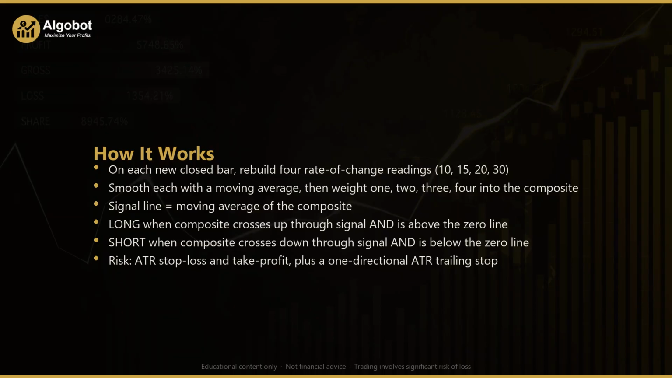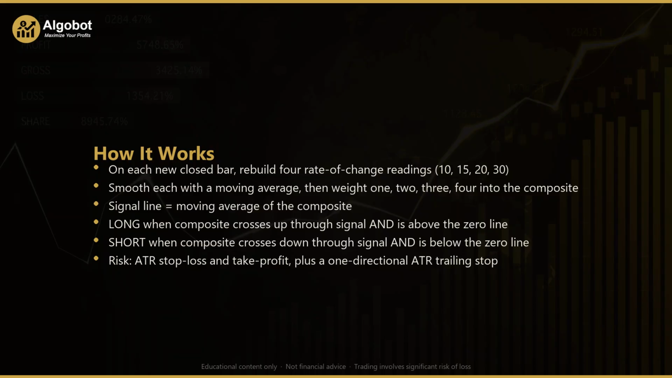When a trade does open, risk is defined immediately using the average true range, a common measure of volatility. The stop loss is placed a multiple of that range away from entry, defaulting to 2 times, and the take profit is placed a larger multiple away, defaulting to 3 times. That gives a fixed reward to risk shape of 3 to 2 by default.